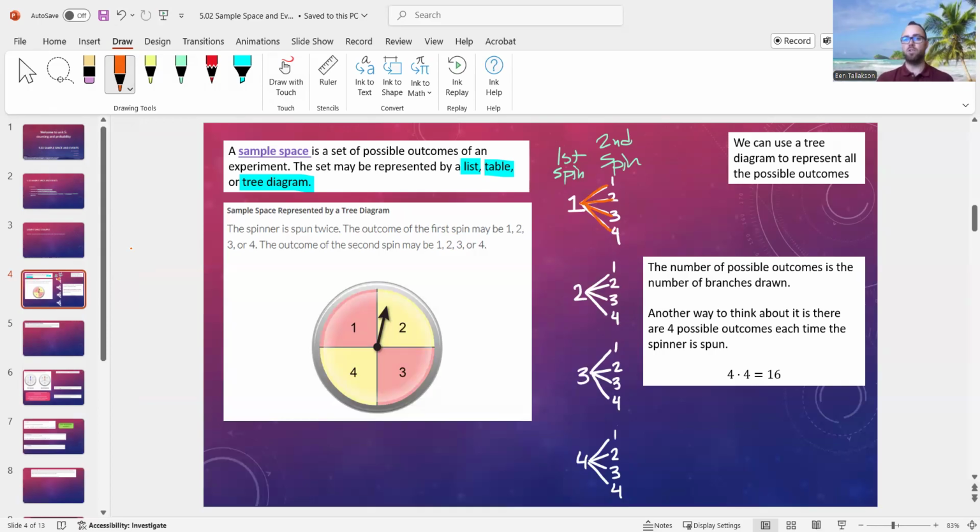But if you landed on a 2 the first time, you could spin 2 then 1, 2 then 2, 2 then 3, 2 then 4. Maybe you land on 3 the first time. You could spin 3 then 1, then 2, then 3, then 4. You get the idea, right? So what we've done in this tree diagram is listed all possible outcomes. We're not even finding probabilities yet. We will. But for now, we're just focused on putting together a tree diagram to show everything that could possibly happen if we spun this spinner twice.